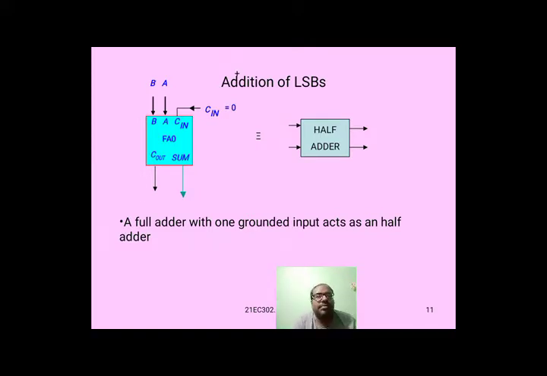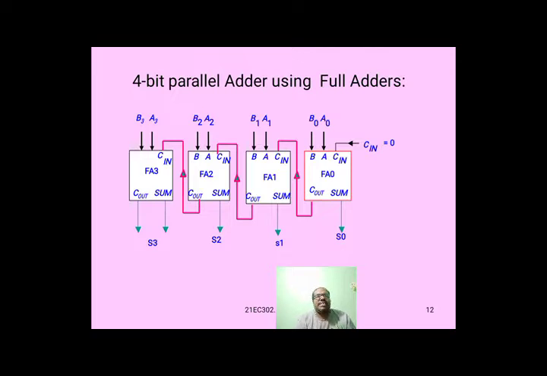Okay, completed. Next one is the 4-bit parallel adder using full adders. See here, for 4 bits we must generate 4 sums and 4 carries from 4 inputs and addends also. For that we are using 4 full adders, FA0, FA1, FA2 and FA3. First of all, the input carry is equal to 0, and the first Cout is connected to the second Cin, the second Cout is connected to the third Cin, the third Cout is connected to the fourth Cin.